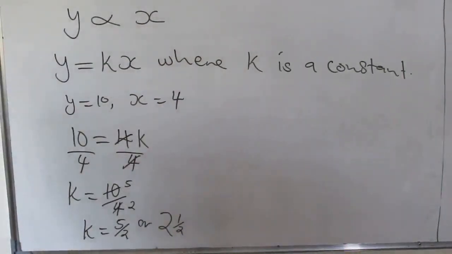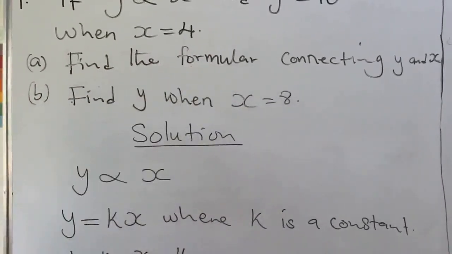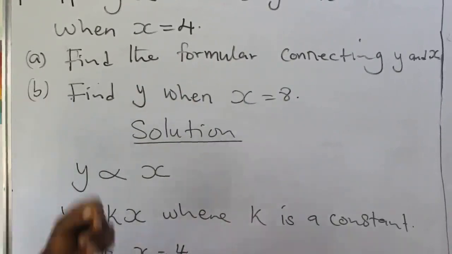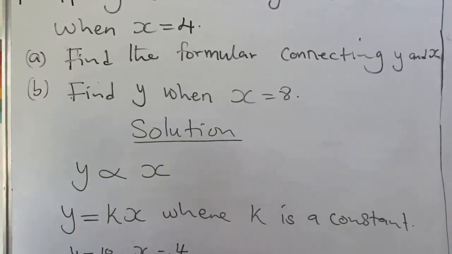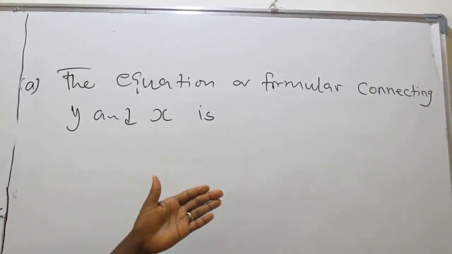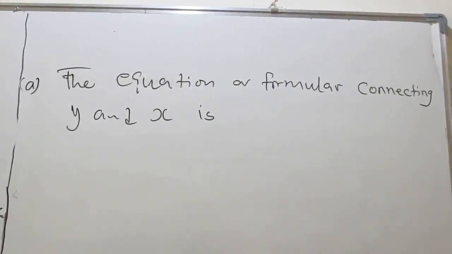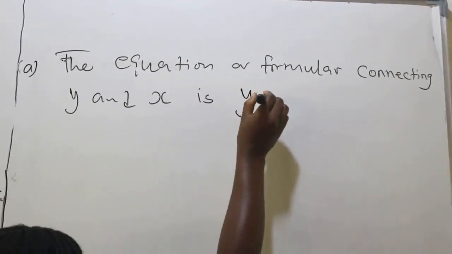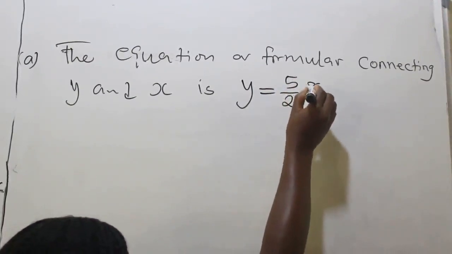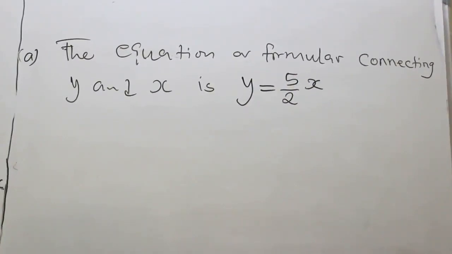Now let's answer the first question. The first question says, find the formula connecting Y and X, or they can also say find the equation connecting Y and X. The formula connecting Y and X is Y equals our constant, 5 over 2, times X. So this is the equation that is connecting Y and X.